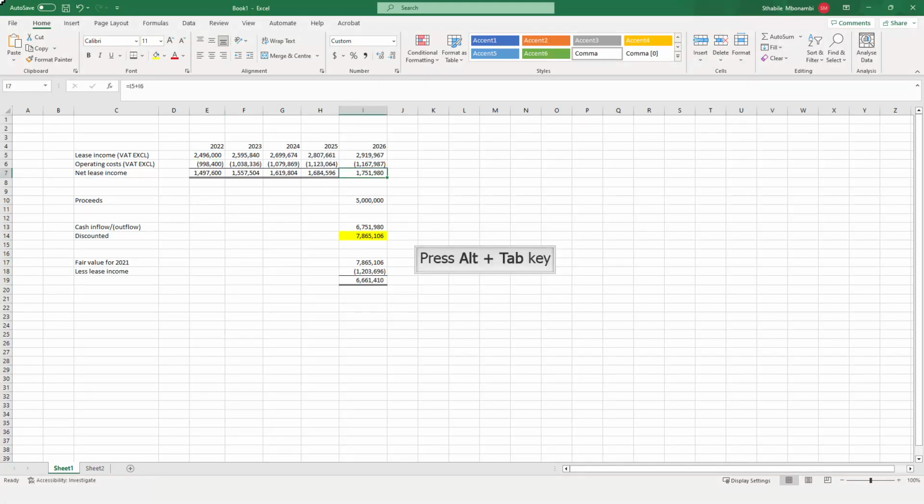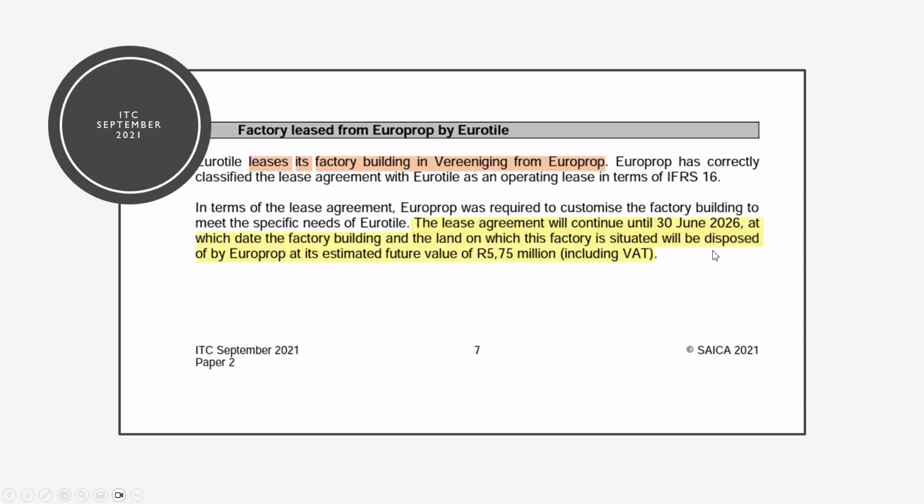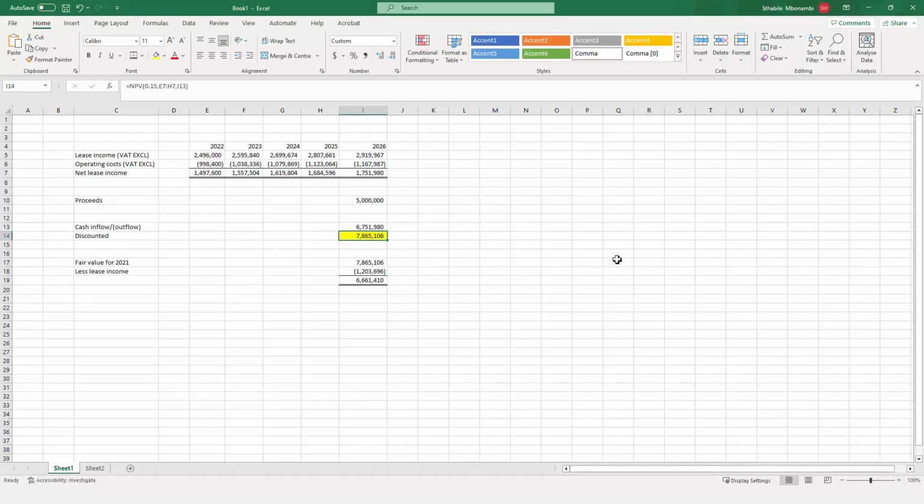Proceeds of 5 million rand, I got that by saying 5.75 million multiplied by 100 over 115. Then I discounted that using a discount rate that was given of 0.15, and I present valued my total cash inflows. I got an answer of 7865,106, and they told us here that they determined the present value after deducting the accrued lease income of 1140. So we know that accrued lease income needs to be deducted.